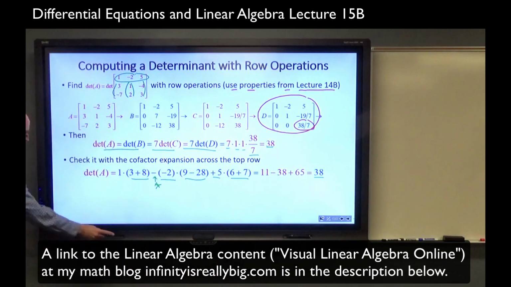Let me show you how to do this on Mathematica right away. This will be the one thing we do in Mathematica for this lecture.